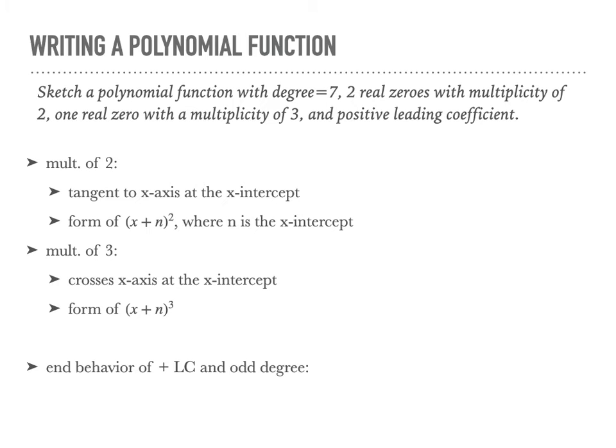So just to recap, multiplicity of 2 will be in the form of x plus n squared, where n is the supposed x-intercept. And since we don't have any given information of what that x-intercept is, we can just use any sort of number. And multiplicity of 3, again, means it just crosses the x-axis at the x-intercept, and it's the form of x plus n cubed. And the end behavior of a positive leading coefficient and an odd degree would mean that it's falling to the left and rising to the right.